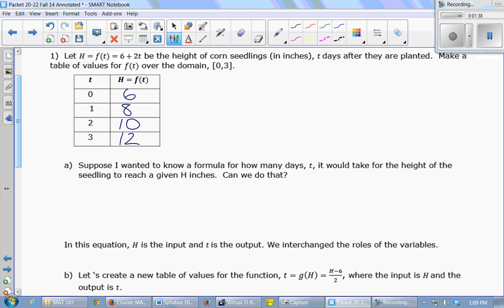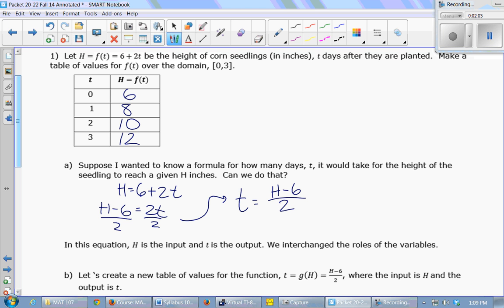Solve for t. So we just start with my equation, h equals 6 plus 2t, and you solve for t. Right, so start by subtracting 6. So I have h minus 6 equals 2t, and then divide both sides by 2, and you get t is equal to (h minus 6) over 2. So you can take any height h and figure out how long it will take to grow the plant to that height. So I've changed it.